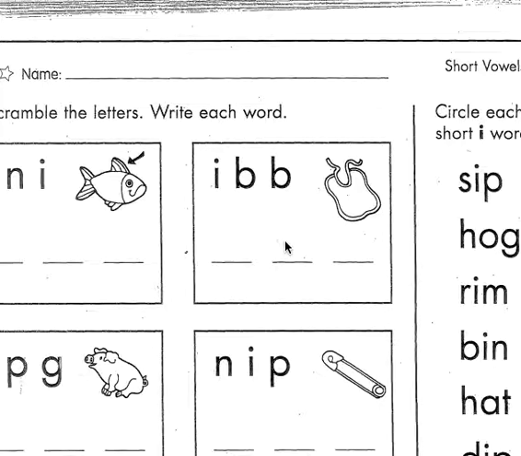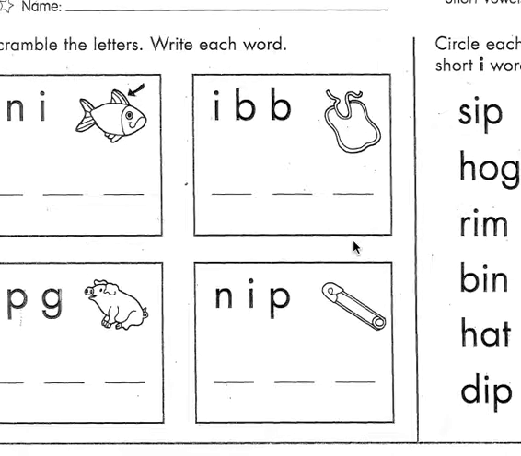B, ib. So you had one letter left. B, ib. Right, letter B goes here because that's bib. And then we have a pig. P-I-G. Let's put those letters in order so that this word will match the picture. P-I-G. And then this is a pen.